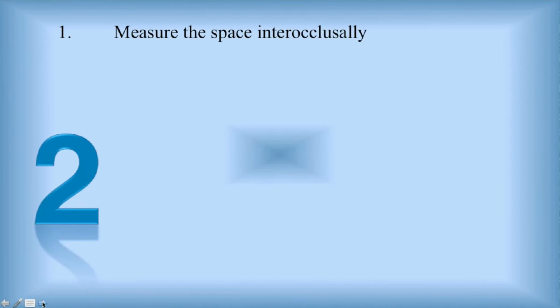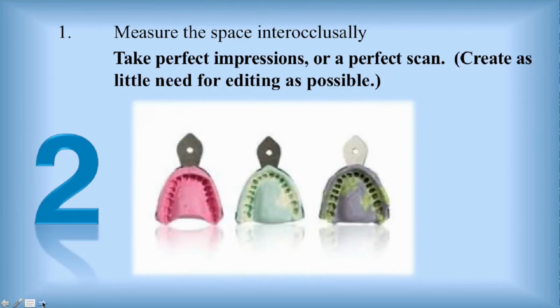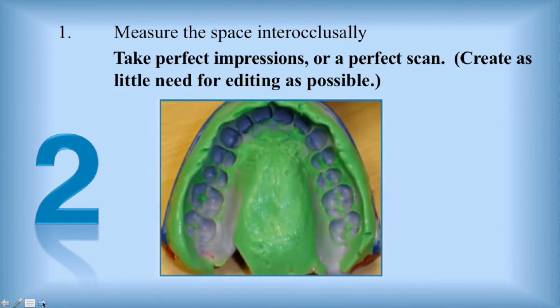So your job is first to measure the space interocclusally, then you take perfect impressions or a perfect scan. And your job is to create as little need for editing as possible. The last thing you need is for them to digitize what's already open. So you want to take flawless impressions, really nice ones, or a perfect scan, so that there's as little need for editing as possible. If you're using the impressions, you're going to take perfect impressions. If you're using the scan, you're just going to make sure you have the cleanest scan possible.